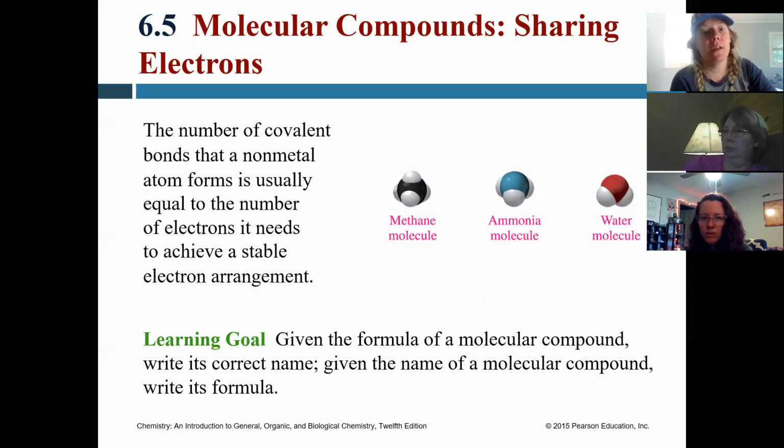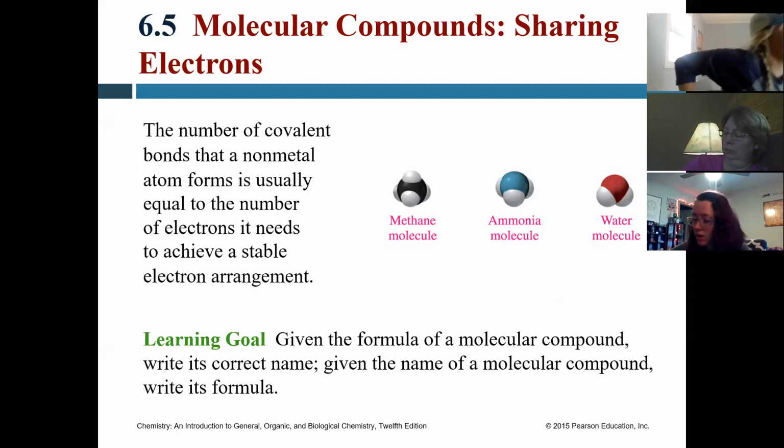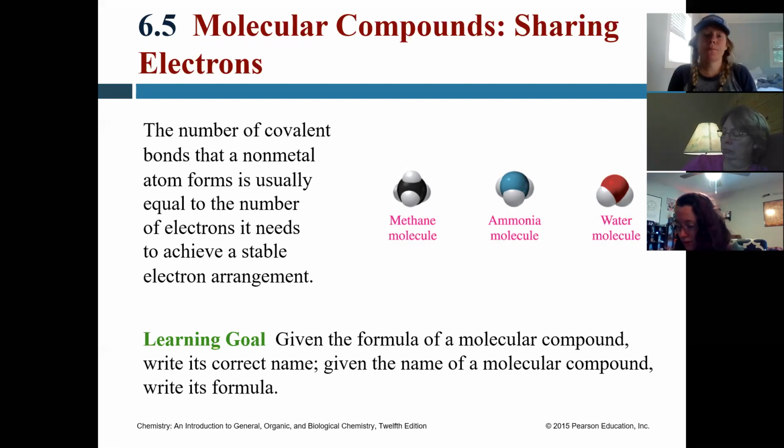All right, so we spent most of the first part of this chapter talking about ionic stuff. So we're going to move on to molecular compounds. In a molecular compound, this is where we have 2 nonmetals, and they are going to have what's known as a covalent bond. A covalent bond is where they're going to share electrons to achieve a stable electron arrangement. You'll learn how to name these things, and some basic ideas of why they bond the way they do.